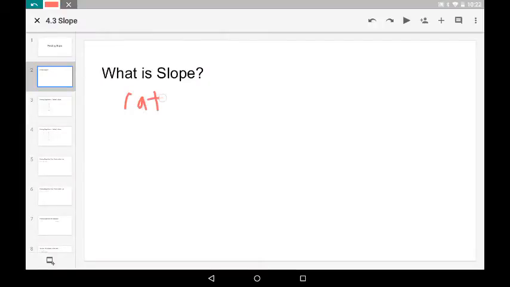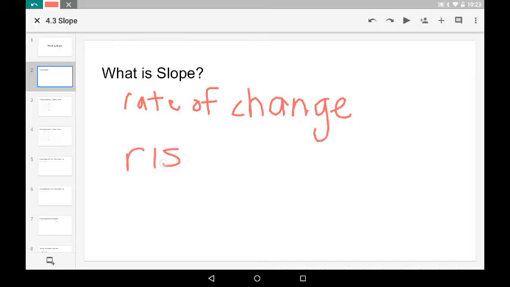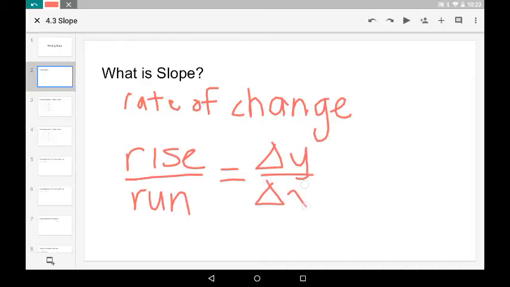Rate of change. This is the rate of change of a line. It can also be called the rise over the run. So that's talking about the change in y values over the change in x values.